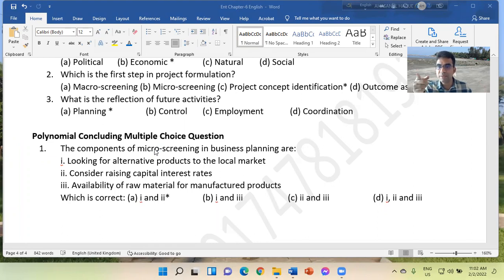Natural environment, isn't it? Natural environment. Yes, sir. Right. Natural environment, political environment, social environment, economic environment, cultural environment are the elements of background screening process. And looking for, here is written the product of the local market, the competitors, interest rate of the capital. These are the elements of micro screening. So 1 and 2 will be the answer.